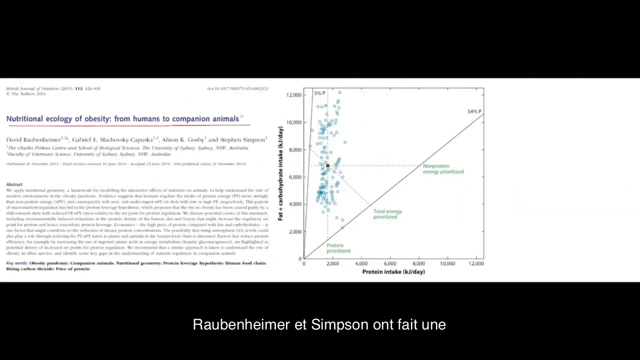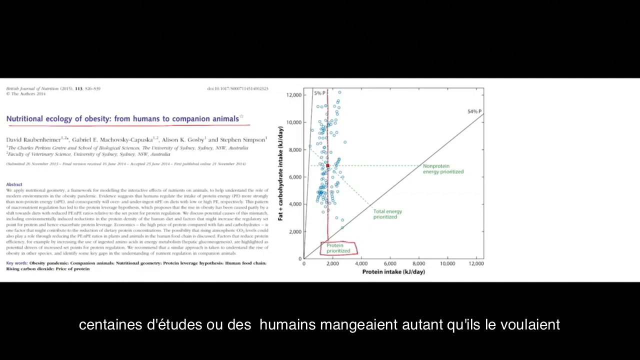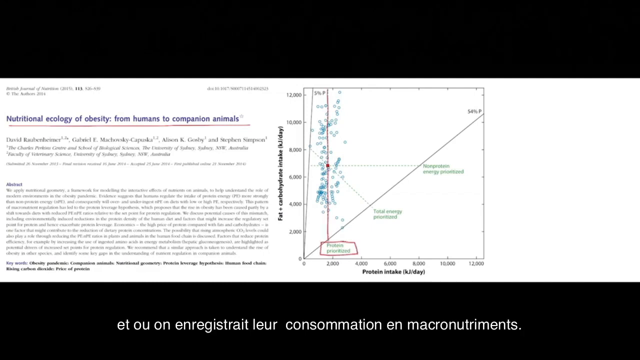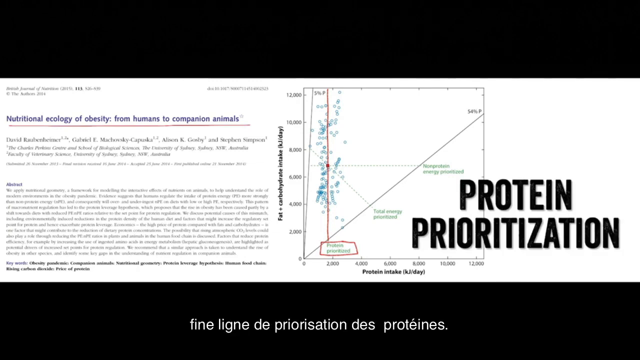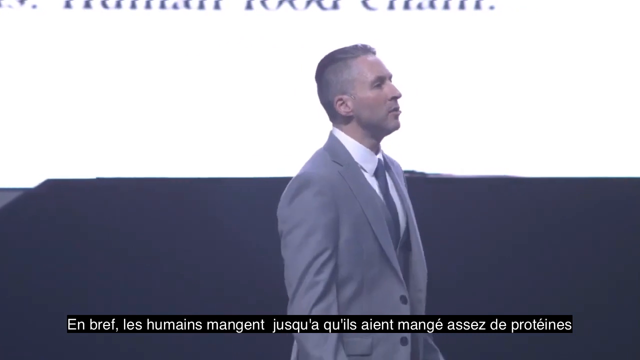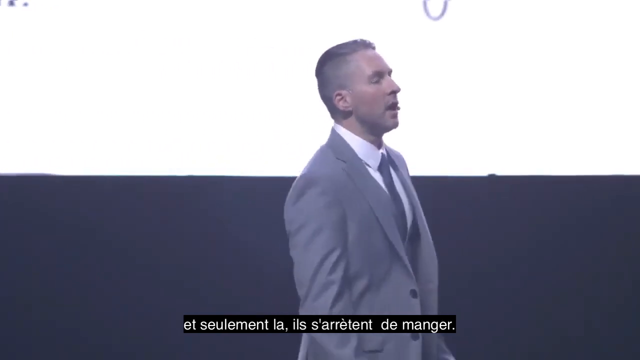Now, Raubenheimer and Simpson did a meta-analysis where they looked at over 100 studies where humans ate as much as they wanted, and someone tracked their macronutrients. And what you see is this incredibly narrow line of protein prioritization. Basically, humans eat until they get enough protein, and only then do they stop eating.